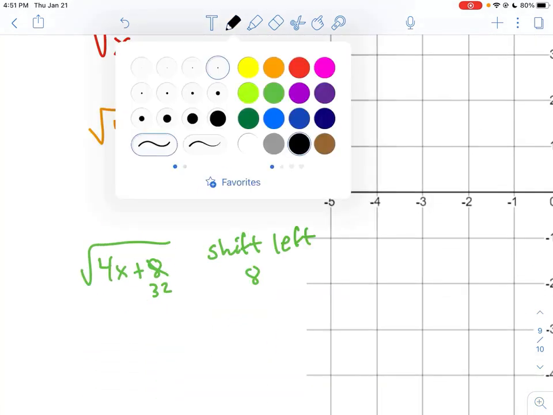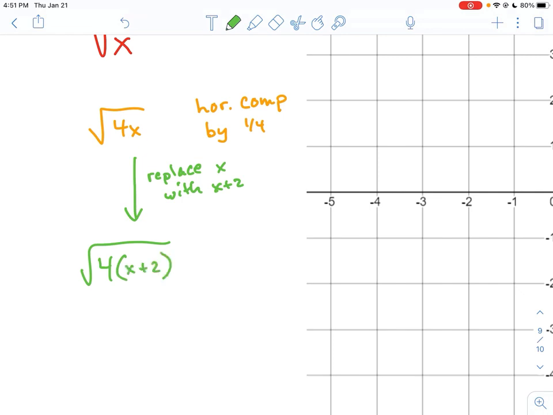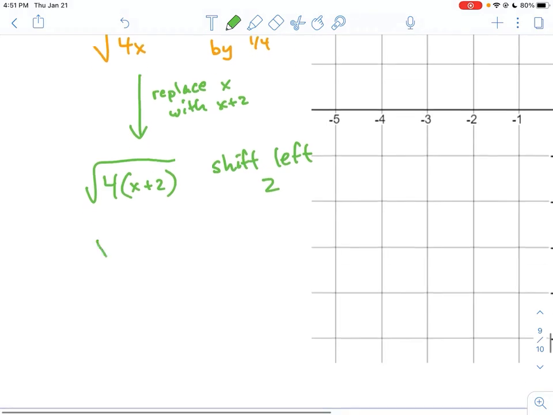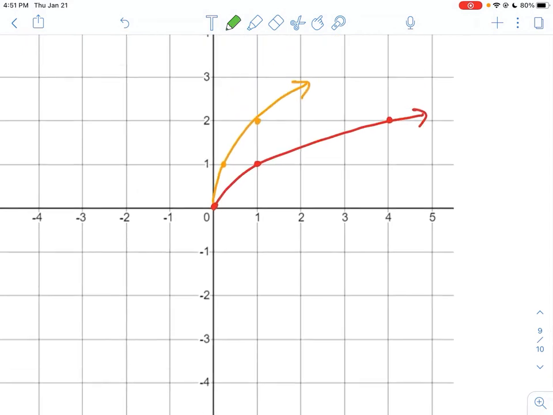To go from the orange to the green, we want to replace x with x plus 2. And when I do that, there's an x plus 2 there now. So now we have a shift left 2 units. And then, of course, if you distribute the 4, it looks exactly like what we are aiming for. So take the orange and shift everything left 2 units.